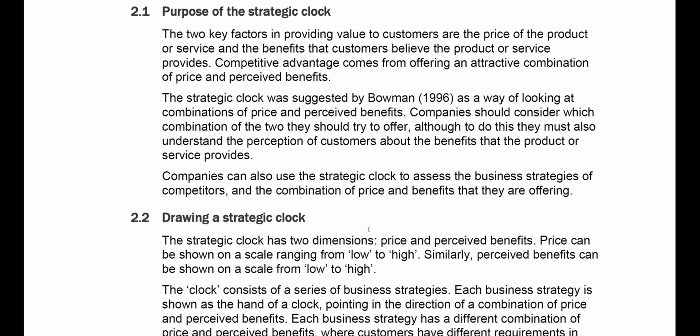Companies should consider which combination of the two they should try to offer. Although to do this, they must also understand the perception of customers about the benefit that the product or service provides. Companies can also use the strategic clock to assess the business strategies of competitors and the combination of price and benefits that they are offering. So the whole thing is you are looking at the combination of price and benefits that you can offer or that the customer thinks they can get from you, or what your competitors are doing. What best combination of price are they putting together, right? Always remember this and you should be fine.